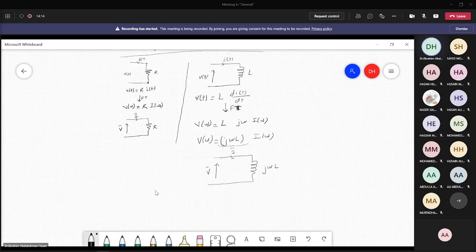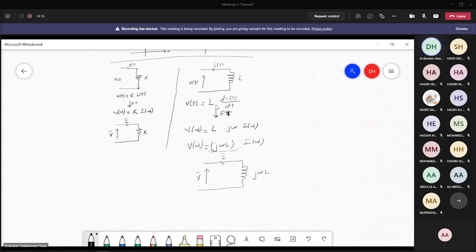Okay, so where does this j omega L come from? It's from the derivative. In the time domain it is a derivative, so in the frequency domain it is equal to j omega L. Similarly for a capacitor, here you will get 1 over j omega C. This is V and this one is I.